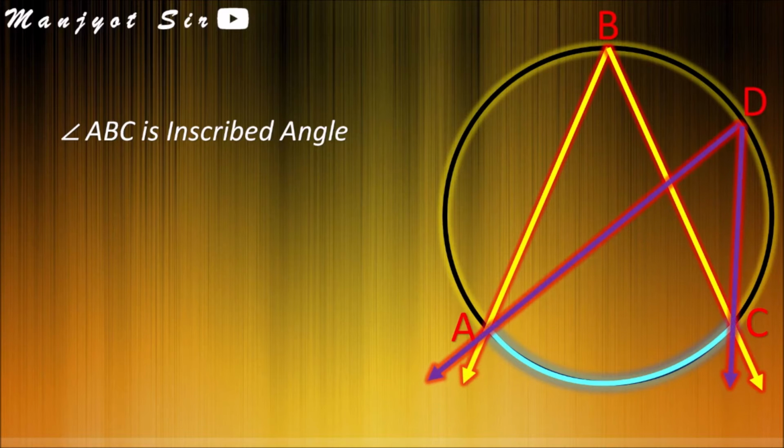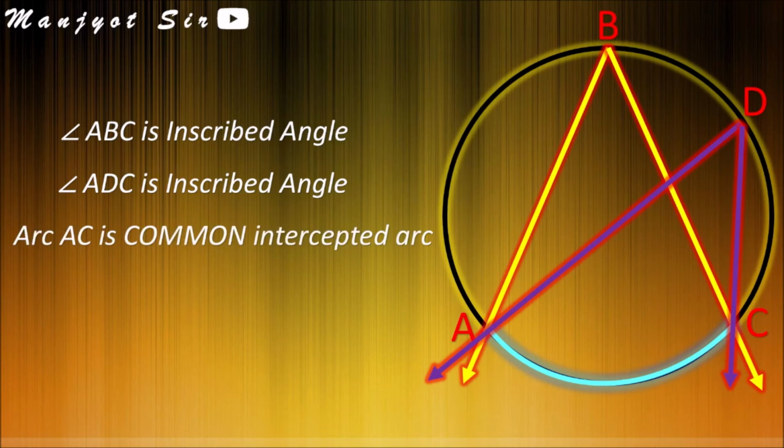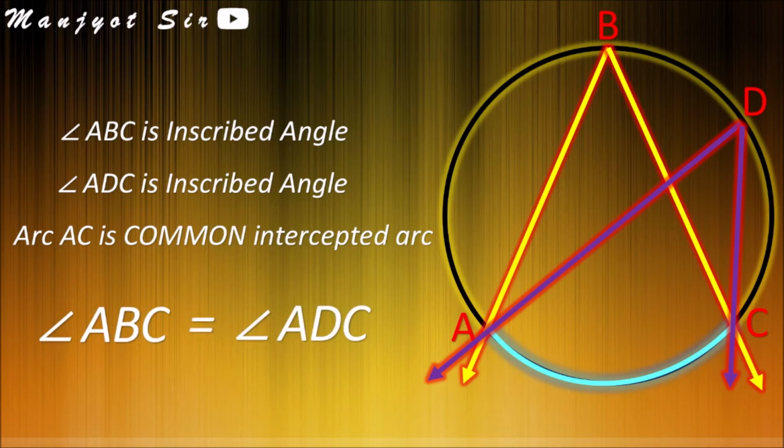Let's have one more inscribed angle, ADC. Again, this is an inscribed angle because the common vertex D is on the circle. Also, for this inscribed angle ADC, the intercepted arc remains the same. So we can say these two angles have a common intercepted arc. Whenever there are two inscribed angles with a common intercepted arc, these two angles are always equal to each other. Remember, whenever we have two inscribed angles whose intercepted arc is common.